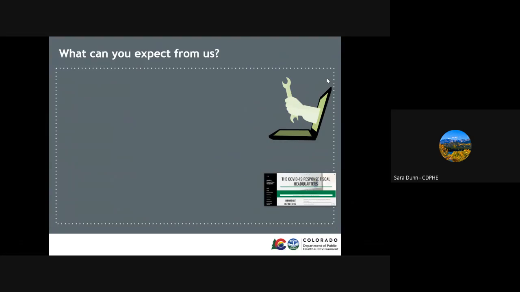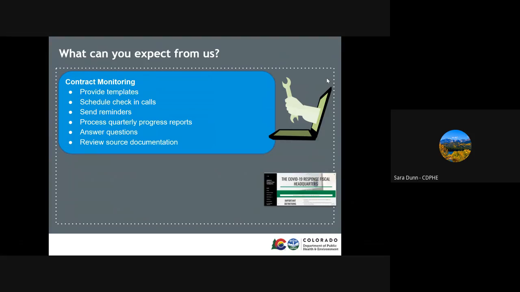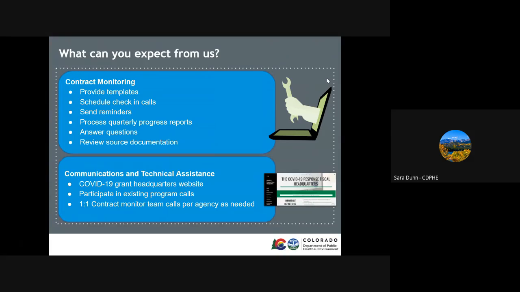As I just mentioned, we have a dedicated team to contract monitoring. What will these folks do? We help provide progress report and deliverable templates, schedule and facilitate progress check-in calls as needed, send reminders about deliverables, receive and review quarterly progress reports, review and discuss project-related questions, and review source documentation by request. We also create resources and hold one-on-one calls as needed to support you.